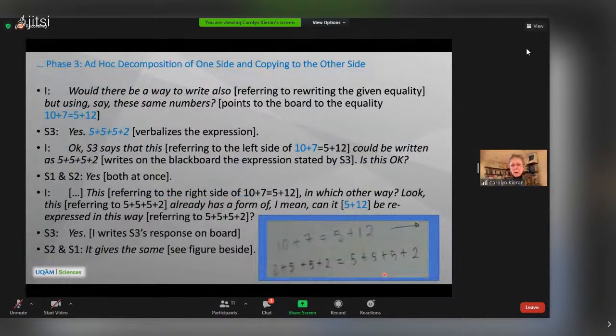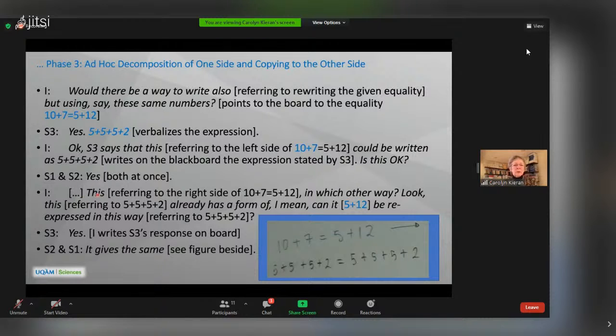Here's an extract from the beginning of this prompting, where the interviewer asked, would there be a way to write also, referring to this given equality, but using these same numbers? So student 3 volunteers. Yes, he suggests 5 plus 5 plus 5 plus 2, which the interviewer wrote on the board underneath the left side of the given equality. And the interviewer says, okay, student 3 says that this could be written as 5 plus 5 plus 2. Is this okay? Student 1 and student 2 both say yes.